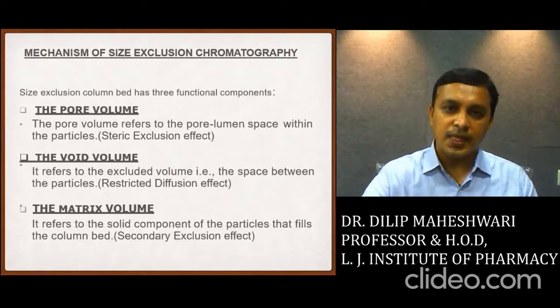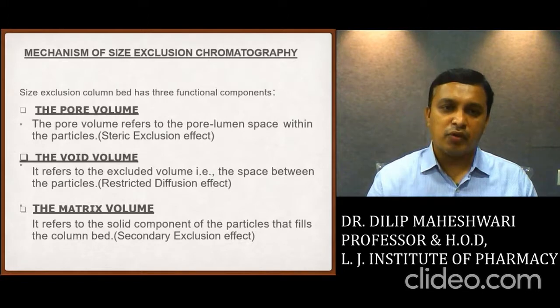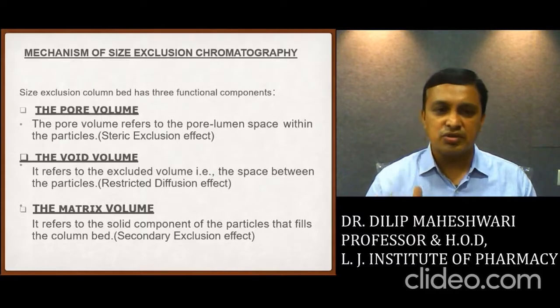Now the mechanism of separation in size exclusion chromatography depends on three factors. Number 1, the pore volume. Number 2, the void volume. Number 3, the matrix volume. The pore volume refers to the pore lumen space within the particles. Within it the steric exclusion effect is seen, and the separation also depends on this pore volume.